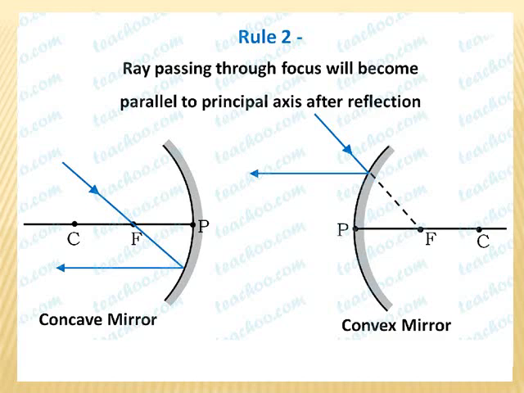So the rule number 2 says, any ray which passes through principal focus is reflected parallel to the principal axis. Okay, any ray which passes through principal focus is reflected in such a way it is parallel to the principal axis. The same thing happens in the convex mirror also. So the ray passes through the principal focus, and after reflection it is parallel to the principal axis.